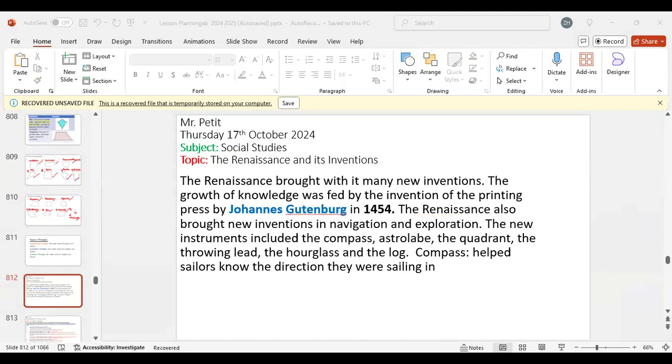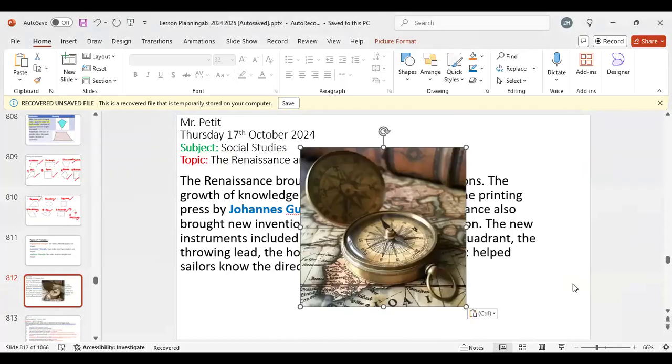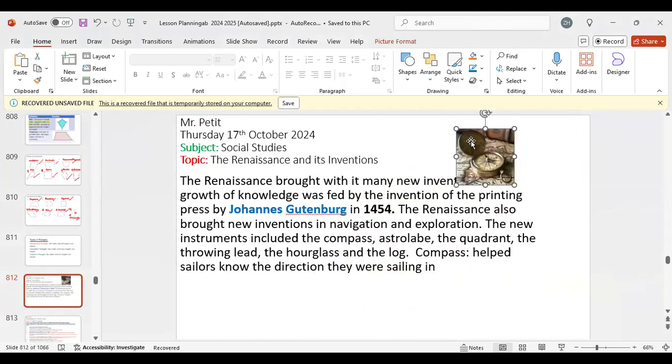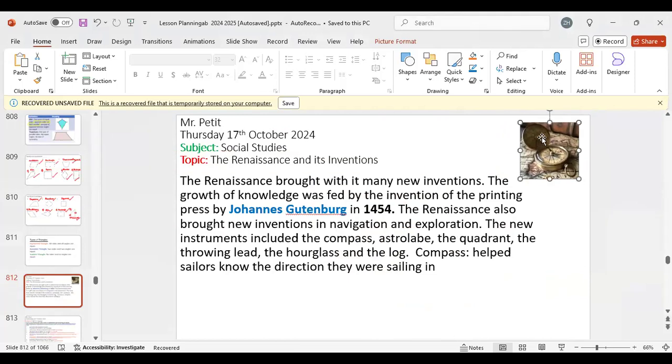So you have north, east, south, west, northwest, southwest, northeast, all of them. That's the compass.